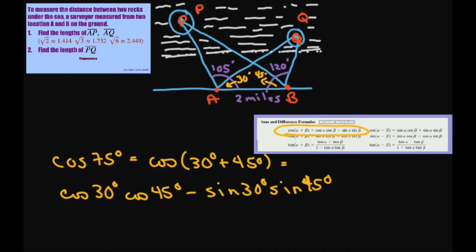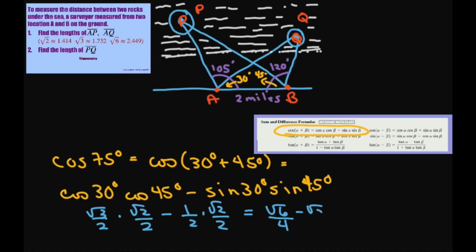All right, let's see what this gives us. Square root of 3 divided by 2 times square root of 2 divided by 2 minus 1/2 times square root of 2 divided by 2. So this is just going to equal square root of 6 divided by 4 minus square root of 2 divided by 4, which you can write with the same denominator like that.